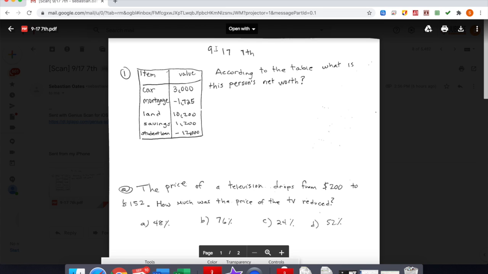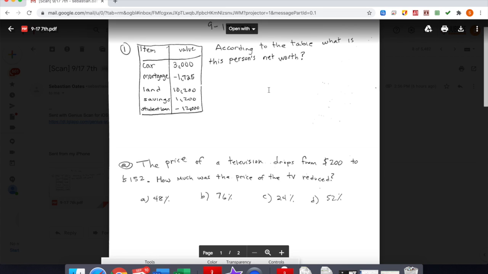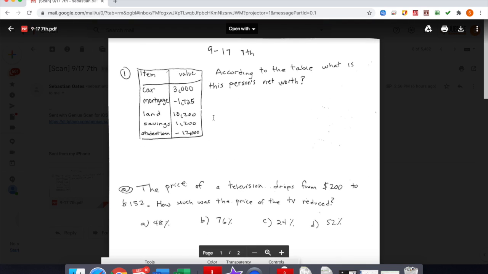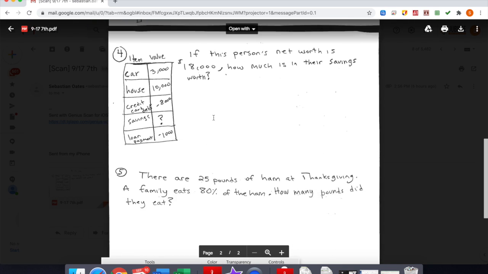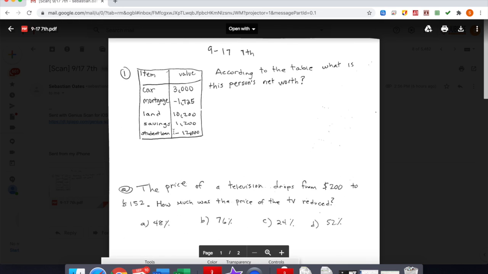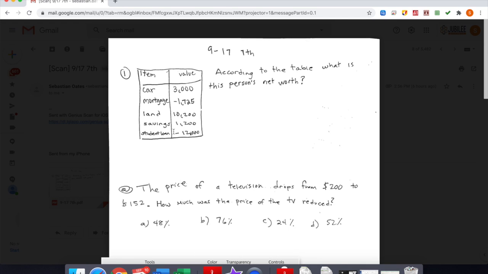Work on September 17th, 7th grade work. What we're going to work on is a lot of percent of questions. We're going to solve inequalities, and we're going to work on net worth. So I'm going to do 3 questions. You're going to do these 3 questions. And please make sure you're showing your work and turning it into the proper location.